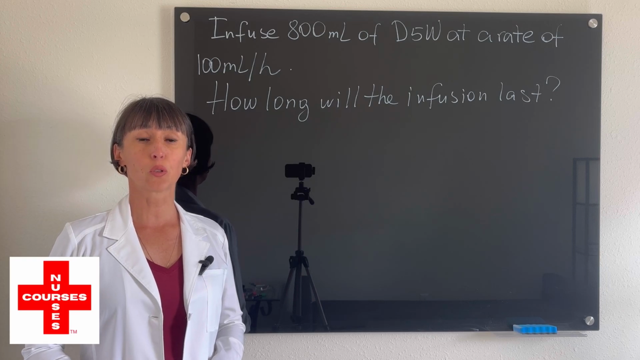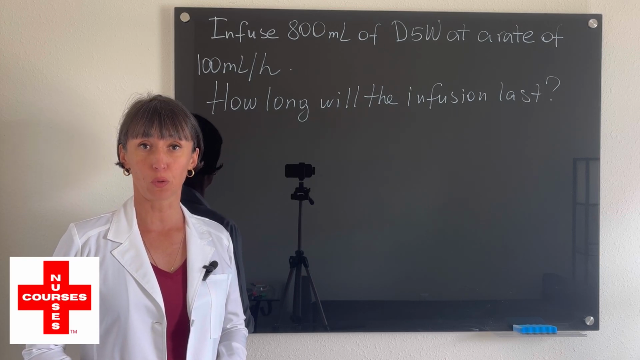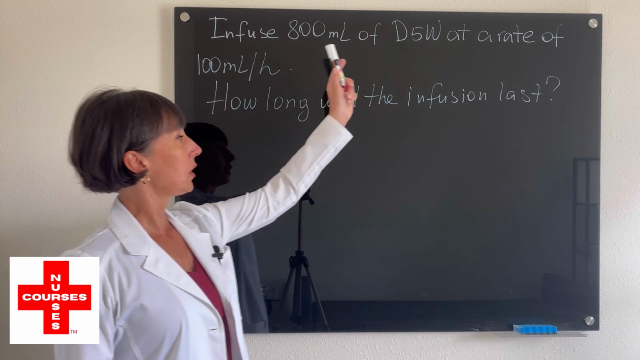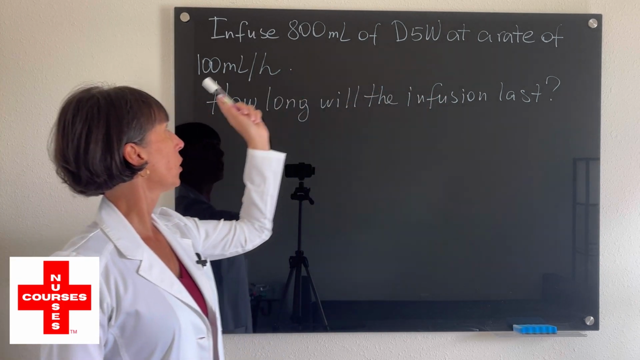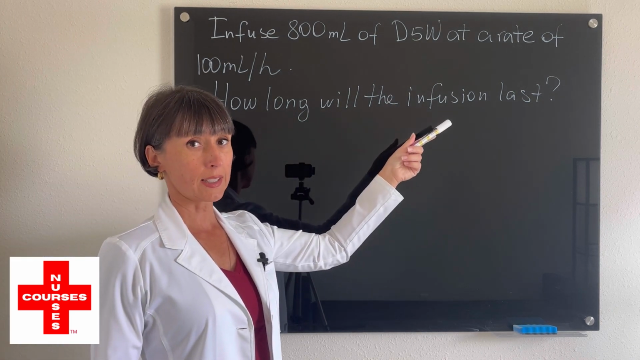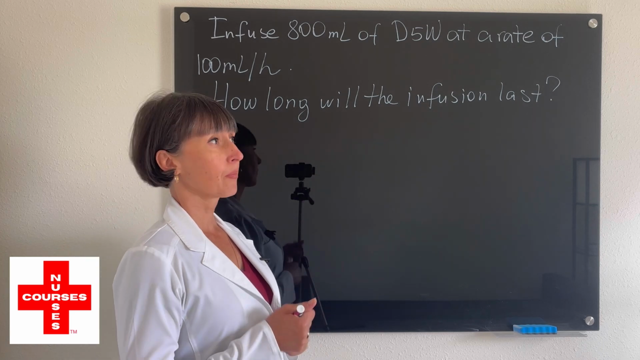In this video, we're going to solve several dosage calculation problems related to time of infusion. Here's our first problem. Infuse 800 milliliters of D5W at a rate of 100 milliliters an hour. How long will the infusion last? We're going to solve this problem using the DKP method.